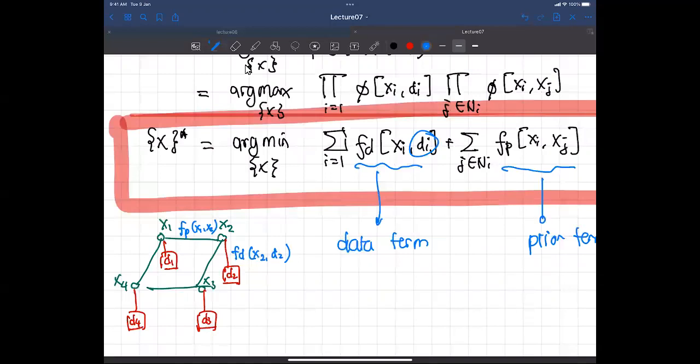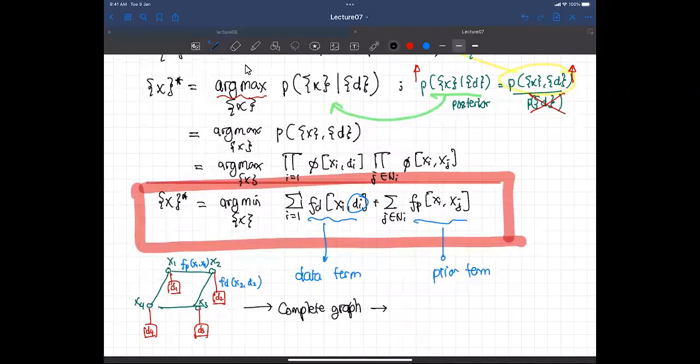And because we have a complete graph, now we are ready for optimization. And the optimization is called graph optimization. And one of the techniques for the graph optimization, so based on this complete graph, we want to have graph optimization. And one of the techniques for graph optimization is graph cuts.